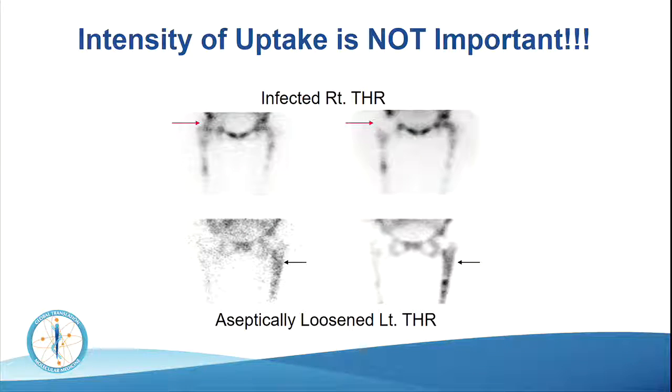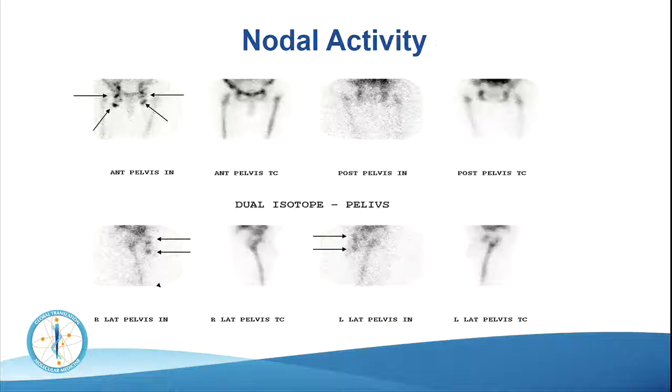It's equally important to keep in mind that the intensity of uptake on the labeled leukocyte study is irrelevant. Here are two examples. Here we have an infected right hip arthroplasty. The white cell study alone could easily be interpreted as negative for infection, and yet when we combine it with bone marrow imaging, you can see the area of mismatch in the hip joint. In contrast, we have an aseptically loosened left total hip arthroplasty. On the basis of the white cell study alone, this could easily be interpreted as consistent with, or at least suggestive of, infection, but when combined with the bone marrow image, again, the distribution of activity on the two studies is virtually identical, and hence the combined study is negative for infection.